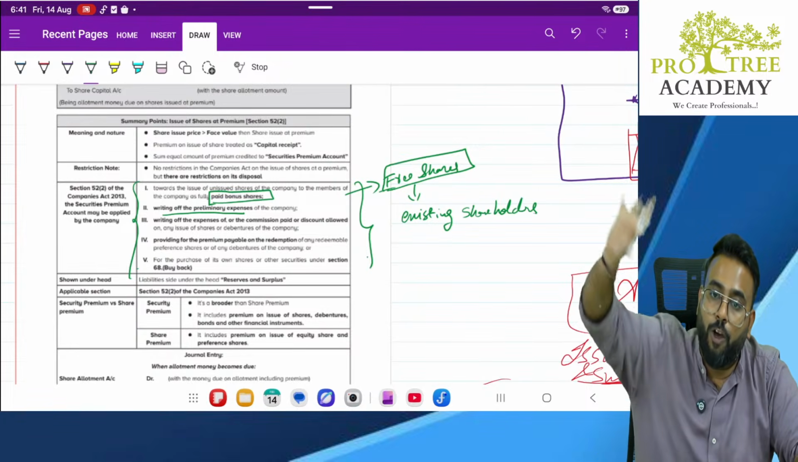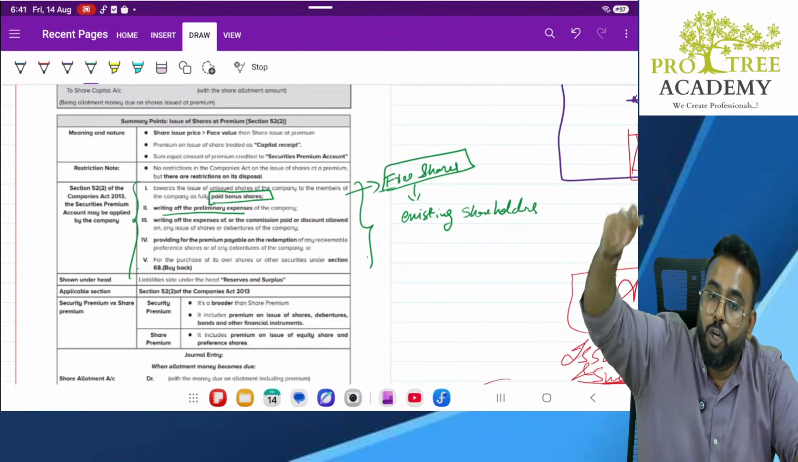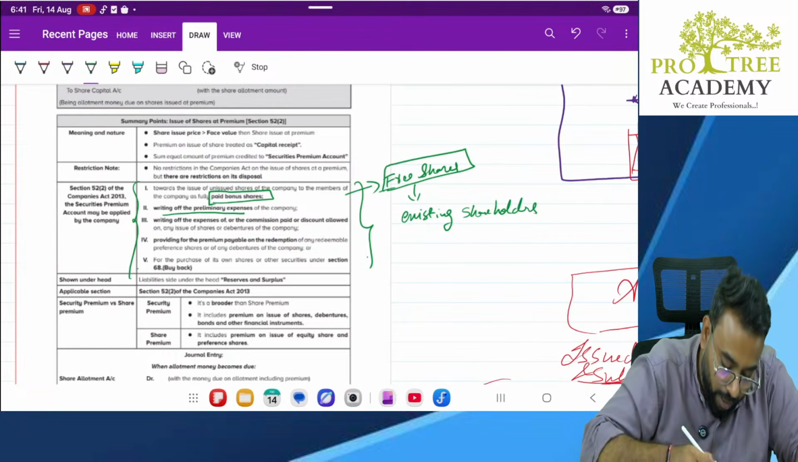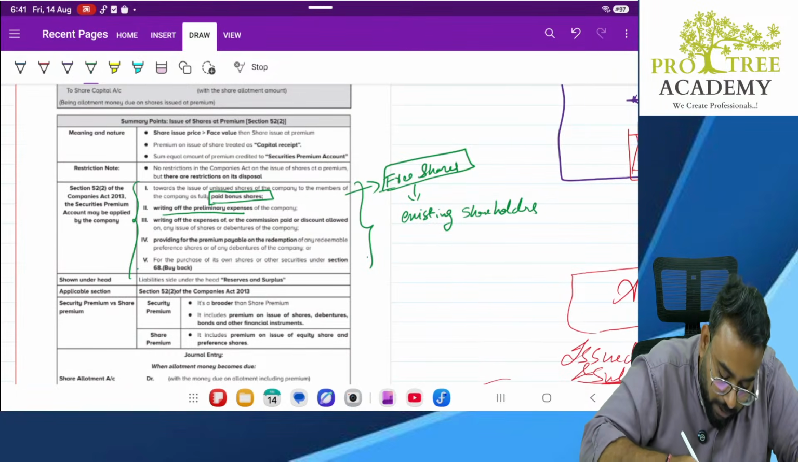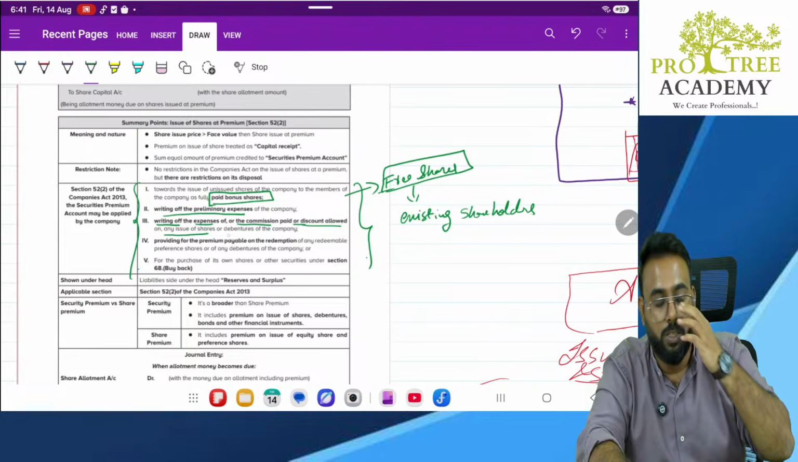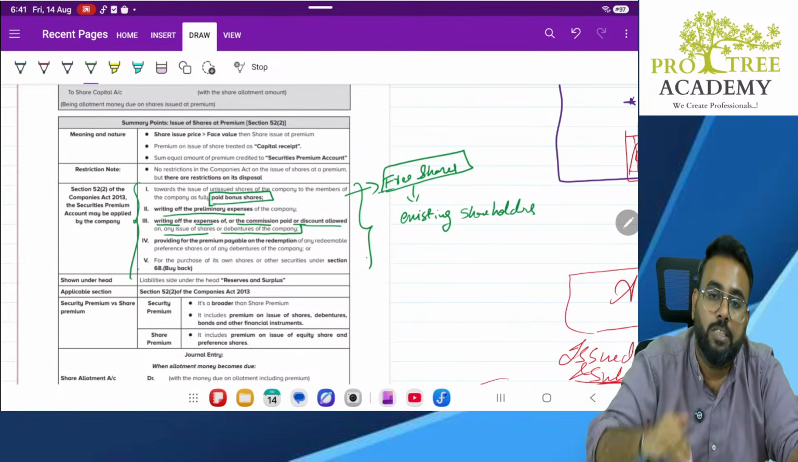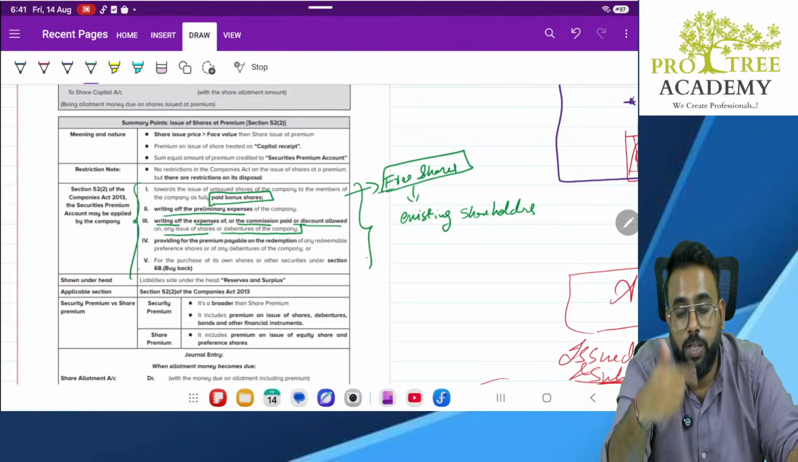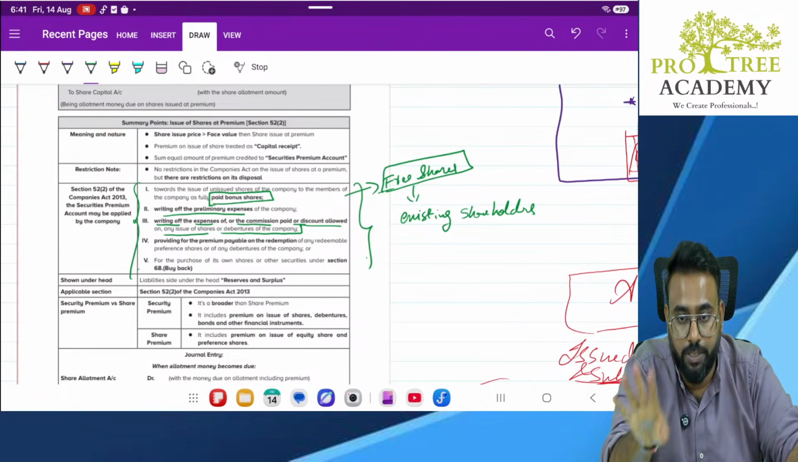Clear? To write off those expenses. To adjust those expenses, you can use the premium. Then writing off expenses or the commission paid or discount allowed on any issue of shares or debentures of the company. So I told you, sir, you just told me discount is not allowed. Correct. Discount is not allowed on equity share capital, but discount is allowed on preference shares and debentures.